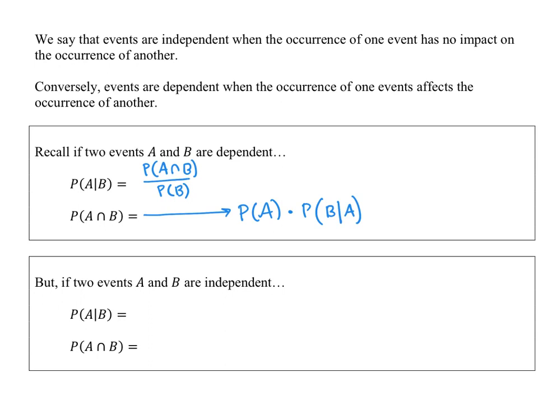But if two events A and B are independent, the probabilities are easier to calculate. The probability of A given B is just the probability of A happening, because it doesn't matter if B has happened, because B does not affect A. So the probability of A given B, if they are independent events, is just the probability of A. Probability of A intersection B, the probability of the intersection of two events, because they do not affect each other, is simply the probability of A multiplied by the probability of B.